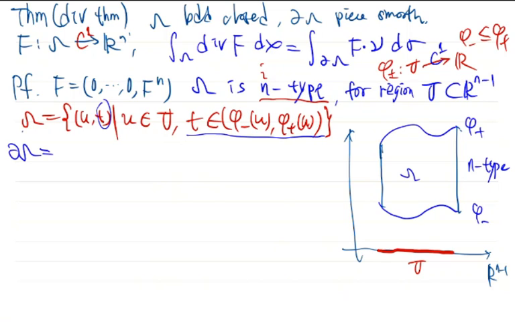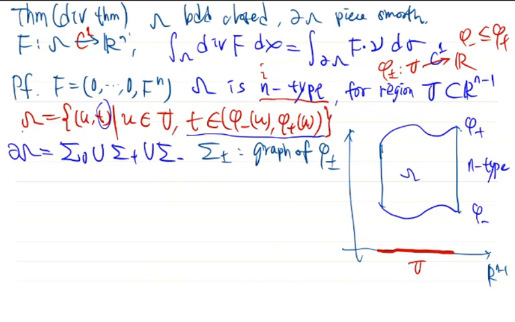Now, for such omega, we know that the boundary of this omega consists of three parts. Sigma positive and sigma negative are the graphs of phi plus and phi minus. And sigma 0 is the vertical part of the boundary. This part is sigma 0, this part is sigma plus, this part is sigma minus. The boundary of omega consists of these three parts.